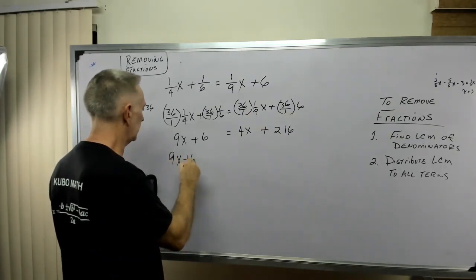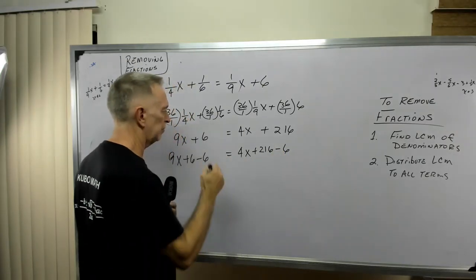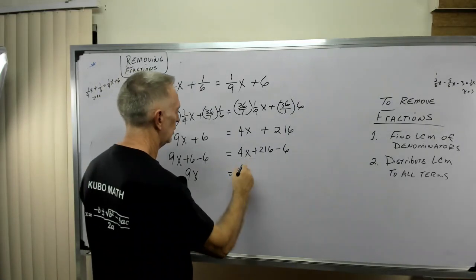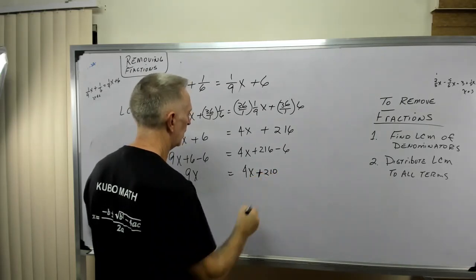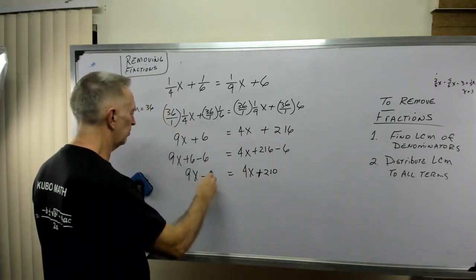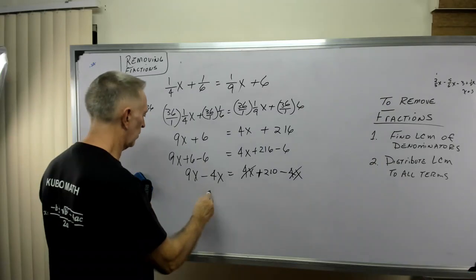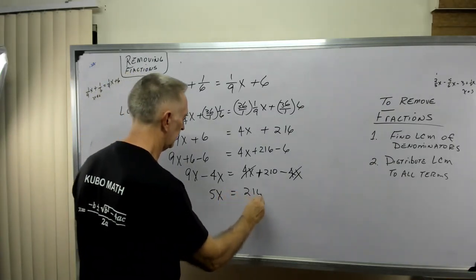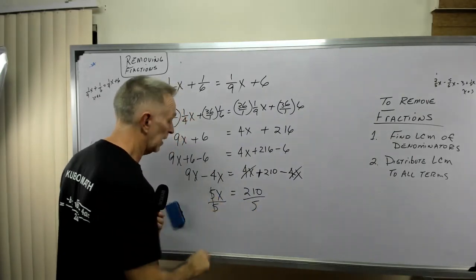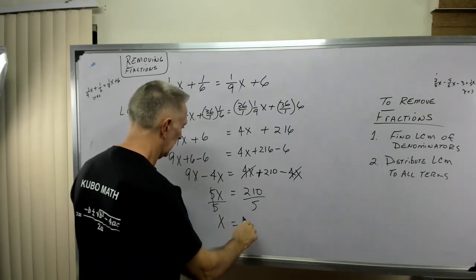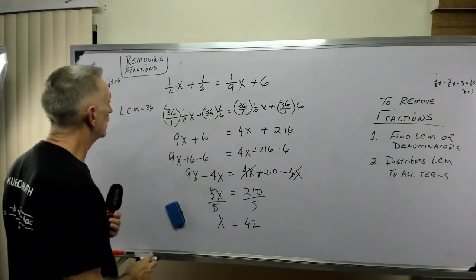So 9x plus 6 minus 6 equals 4x plus 216 minus 6. We've subtracted 6 from both sides. So 9x equals 4x plus 210. Okay, now I'm going to subtract 4x from both sides. So that wipes out the 4x's. 9x minus 4x is 5x. 5x equals 210. Now, excuse me, divide both sides by 5. 5 divided by 5 is 1. 1 times x is x. And that equals 42.